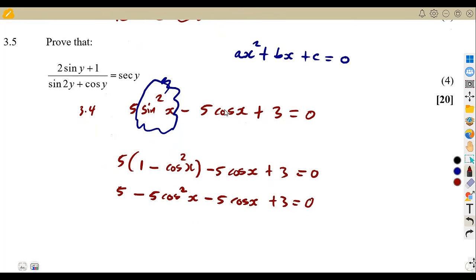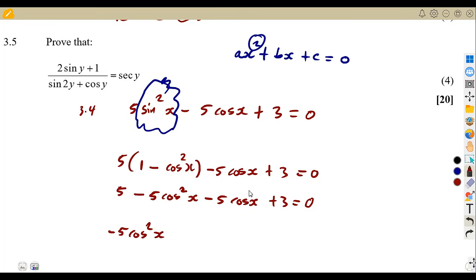So the question is, how are we going to formulate this to be in this format? Because this is the format of a quadratic equation. And because of the highest exponent, which is 2, that's why we have to think of this format. So we are going to start with the one that has got the highest exponent of 2, which is negative 5 cos squared x.